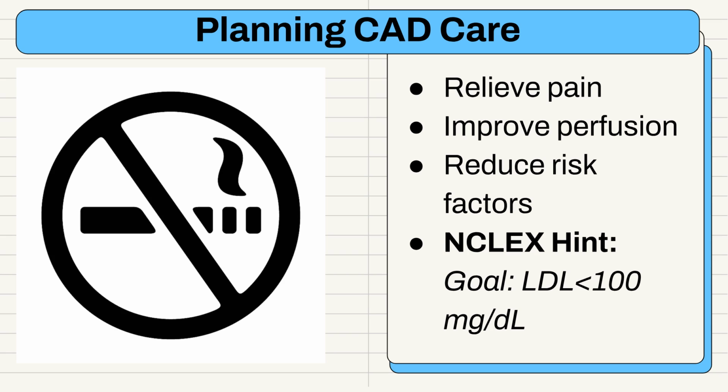For women, we emphasize managing hypertension and diabetes, as these are stronger risk factors. Our plan includes patient education on recognizing angina and when to call 911, crucial for preventing acute myocardial infarction.